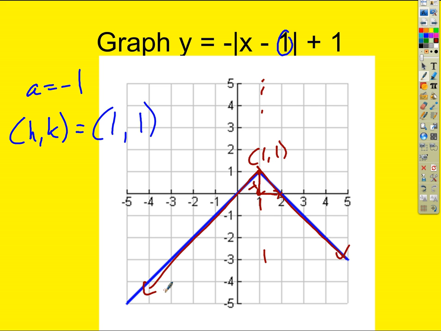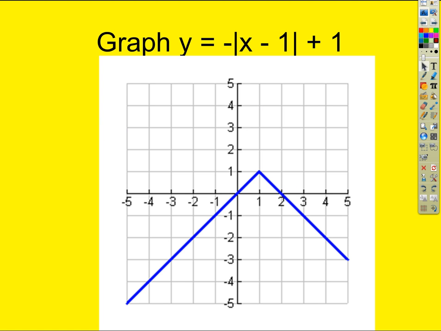Which part? Where the vertex is? Okay, the vertex, because remember that vertex form is A times the absolute value of X minus H plus K. So 1 must be H, right? 1 is K. So I go over 1, up 1 to get there. Okay? And then the slope is -1. Okay, so A is the slope of the right side, so there's my starting point. -1, 1. Yep. That's it. You got it.